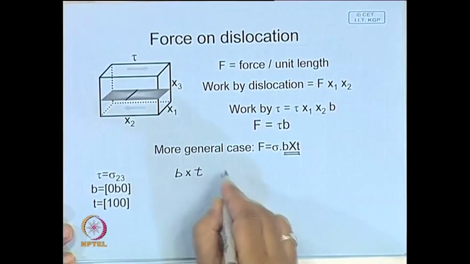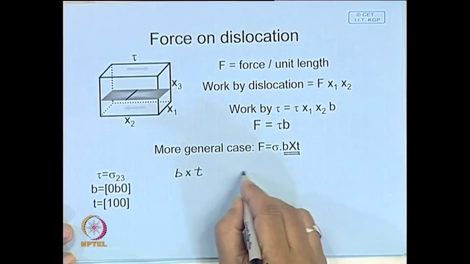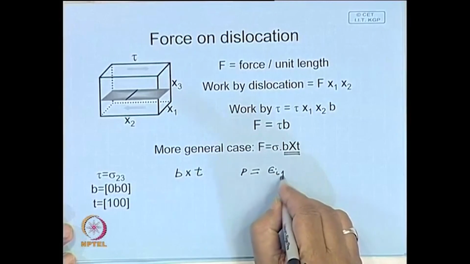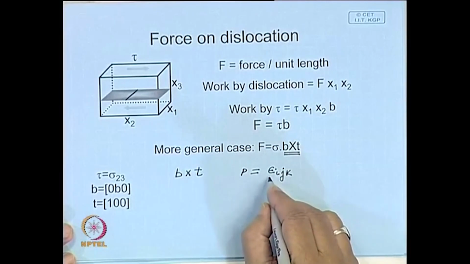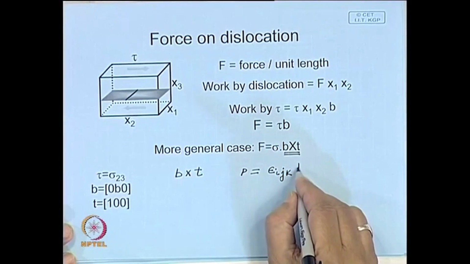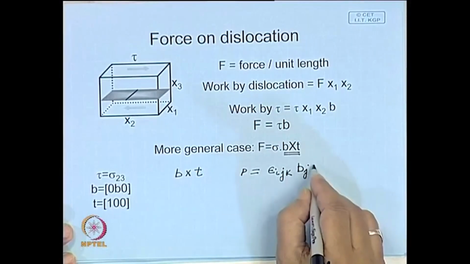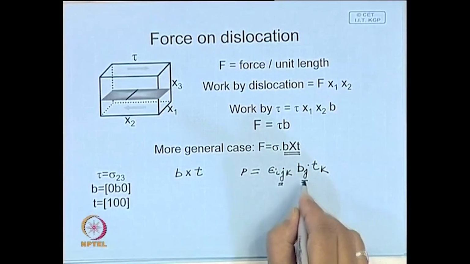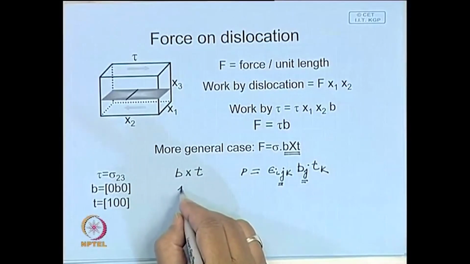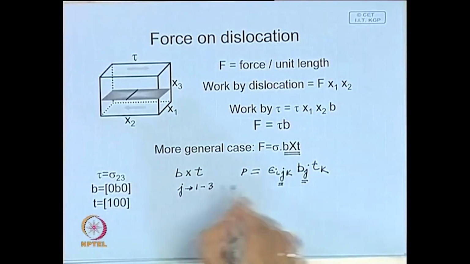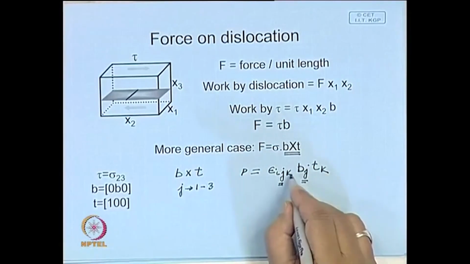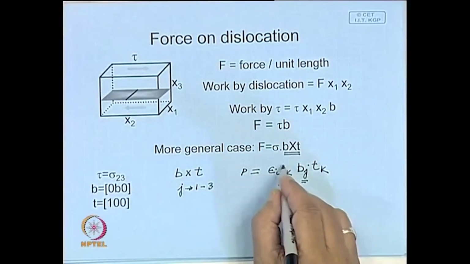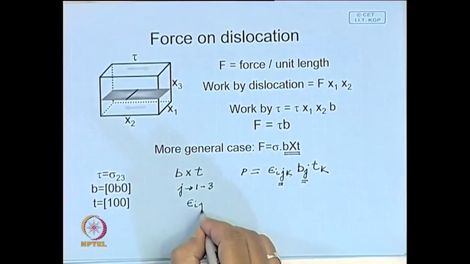B cross t. This cross product P can be represented as, we introduce another tensor epsilon i j k, and we multiply this by B suffix j and t suffix k. Now, here what it means is, if there is a repeated suffix, it means summation over j, and j changes from 1 to 3 in a Cartesian system. Similarly, there is a summation over k as well. So, k also changes from 1 to 3, and this tensor epsilon i j k.